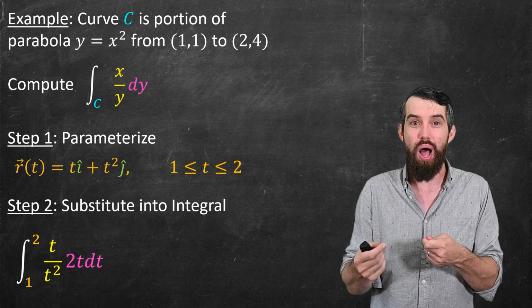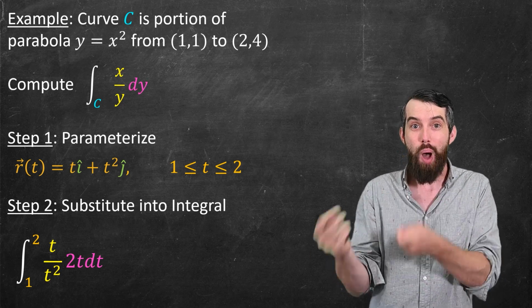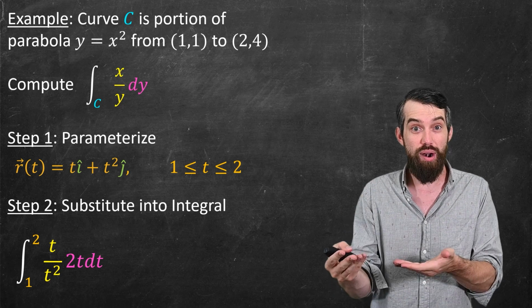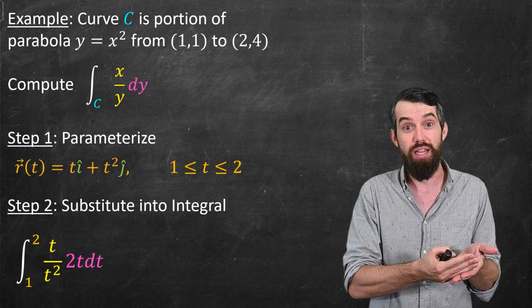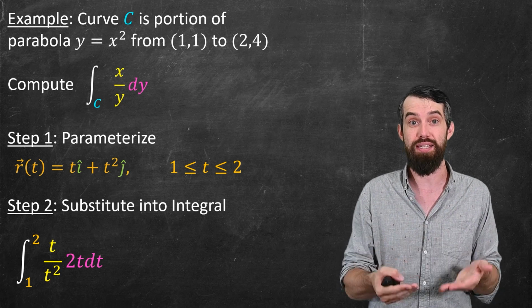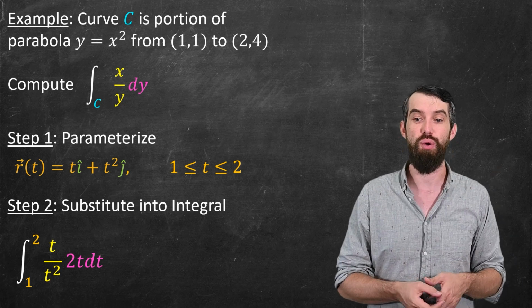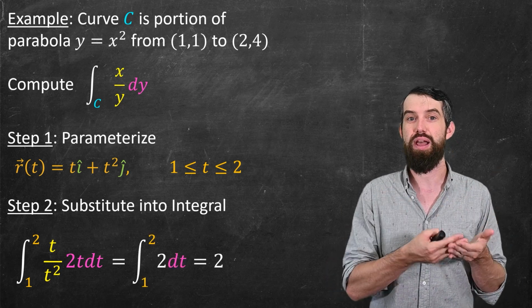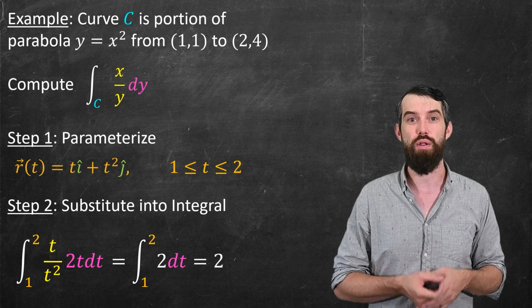dy is the same thing as h prime of t dt. So the h prime is the derivative of the y component. So the y component is t squared. Its derivative is 2t. And so I plug it in and get just 2t dt. This is an easy integral to do. The t's are going to cancel, just leaving us with an integrand of 2. And then you evaluate that and you get the result 2.